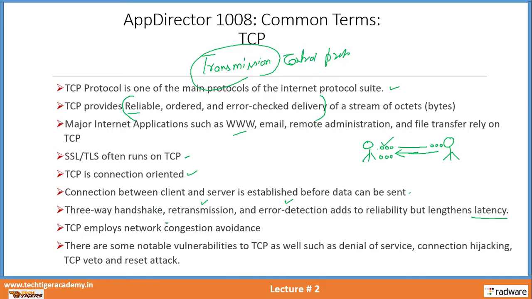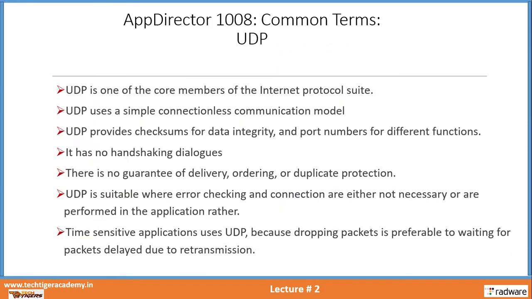Okay, TCP employs network congestion avoidance. There are some notable vulnerabilities to TCP as well, such as denial of service, connection hijacking, TCP veto, and reset attacks. These attacks are some of the most common attacks in the TCP suite. Okay, let us do the UDP now.